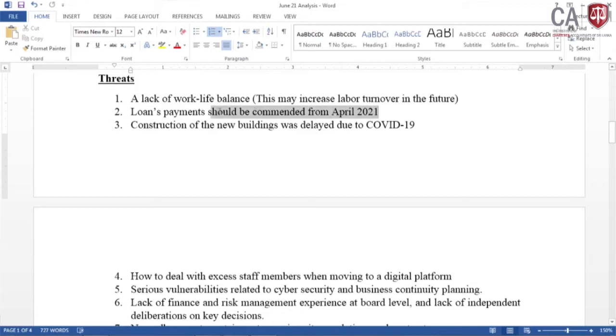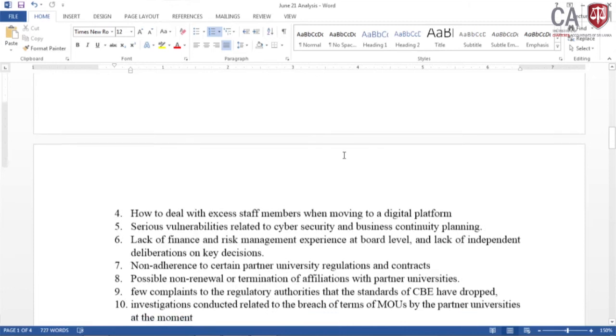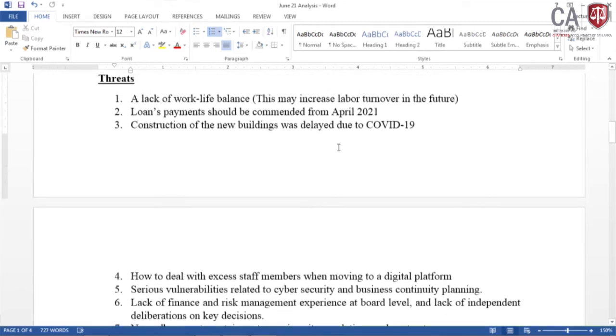Then threat: if you do not have the cash flow, there will be an issue. The issue is you have to pay a loan payment from April 2021. If you do not have cash flows, you will not be able to pay that. Then construction of the new building was delayed due to COVID-19, which is a threat, because we are unable to increase our student capacity. So, revenue will also not be able to generate from that.